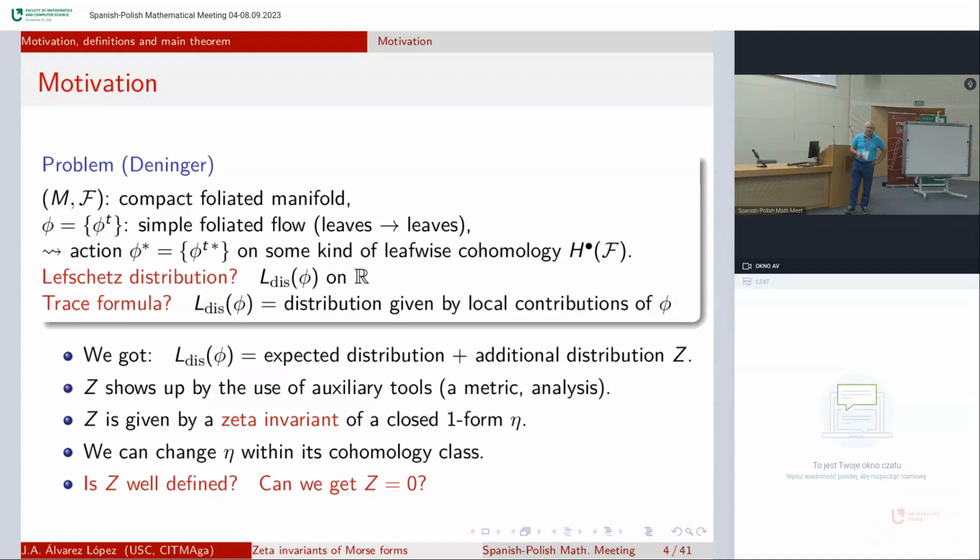But we also got some additional distribution we call C. And C shows up by the use of auxiliary tools, which are a Riemannian metric and analytic tools. And it is mainly given by some Zeta invariant, which is what I'm going to talk about. And this Zeta invariant depends on a closed one-form. And we can change the closed one-form within its cohomology class, so we have some freedom. Also, we can change the metric.